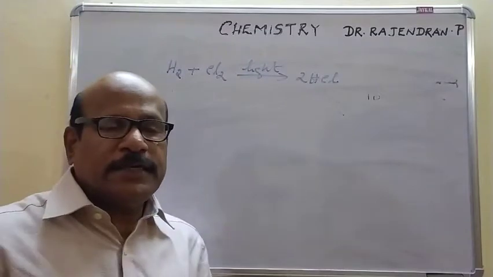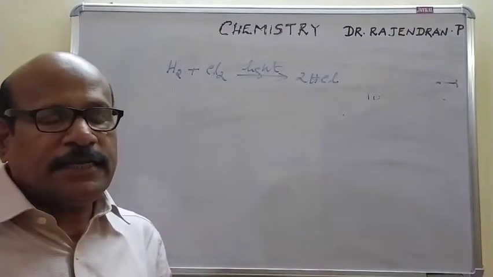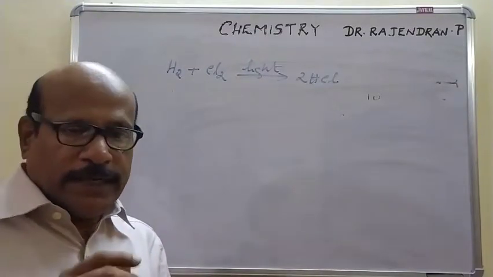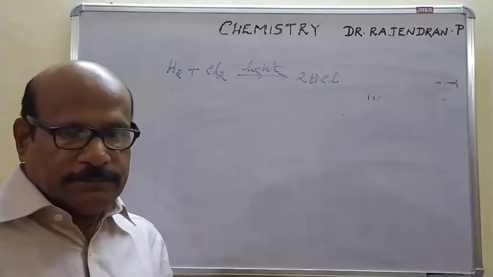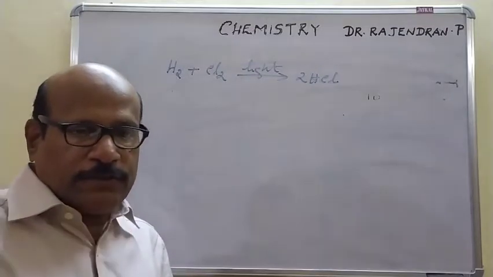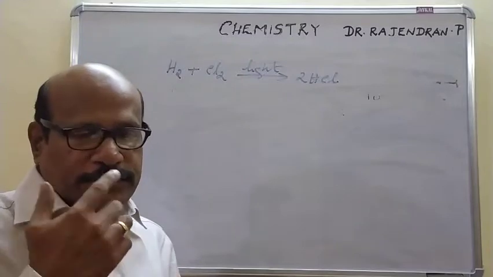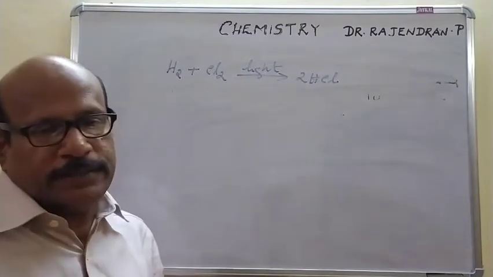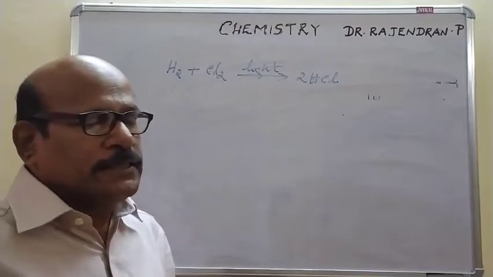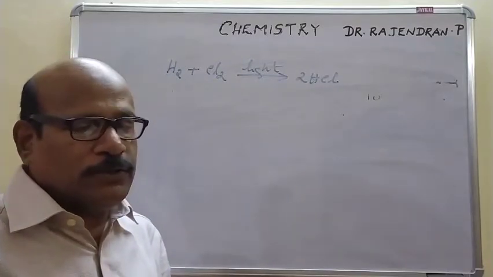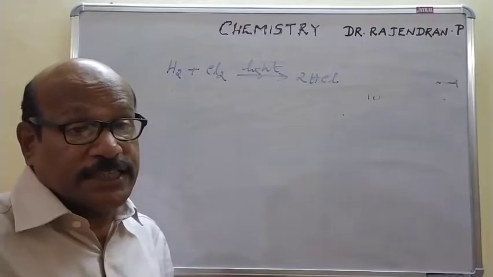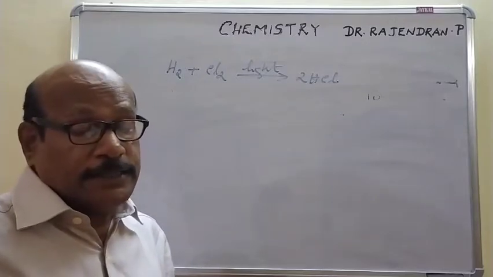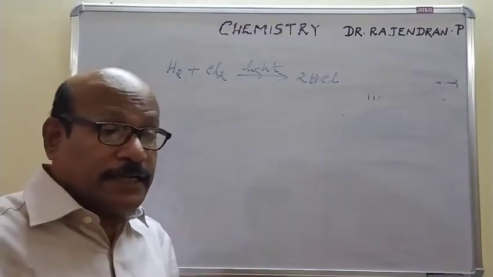The photochemical reaction between hydrogen and chlorine to form hydrogen chloride has a very high quantum yield, 10⁶. But the similar reaction between hydrogen and bromine forming hydrogen bromide, the quantum yield is extremely low, 0.01, even though it's a chain reaction.